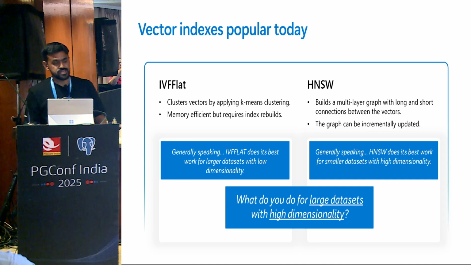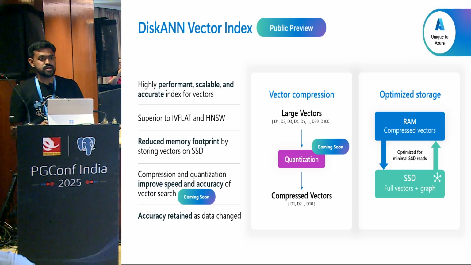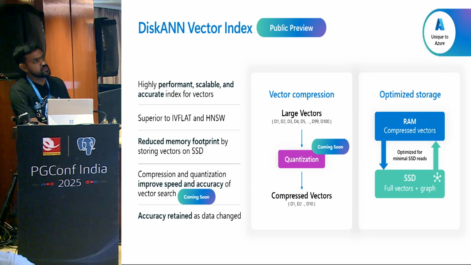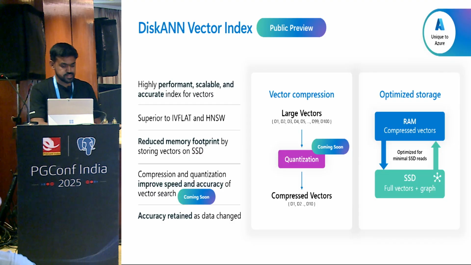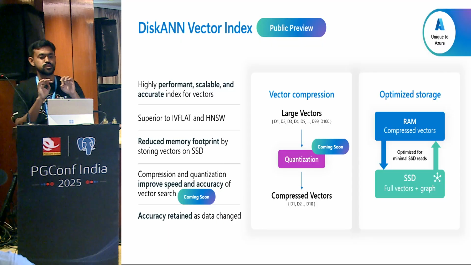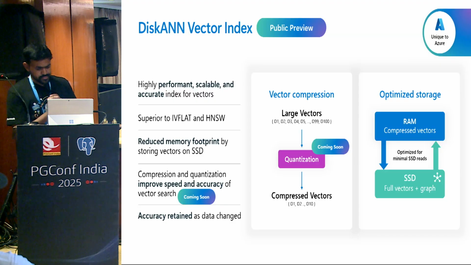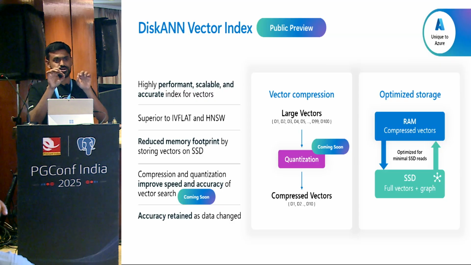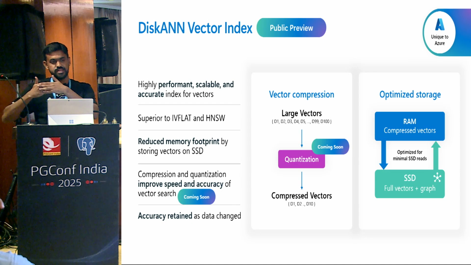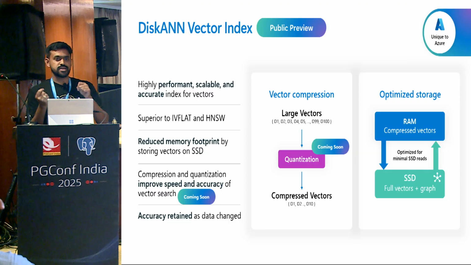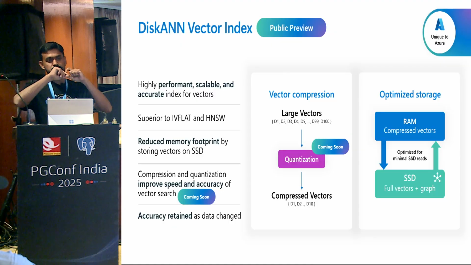Now, what is our answer for large data sets with high dimensionality? We are introducing a new index called the DiskANN vector index. This was originally formed at Microsoft research labs, and with our many benchmarking exercises it has turned out to be much more performant, scalable, and accurate. I'll give you a quick summary of how it achieves this. It also builds a similar graph structure and stores the entire graph on disk. Then it has a compression and quantization technique where it creates a smaller version of that entire graph in such a way that it's small enough to be loaded into memory.